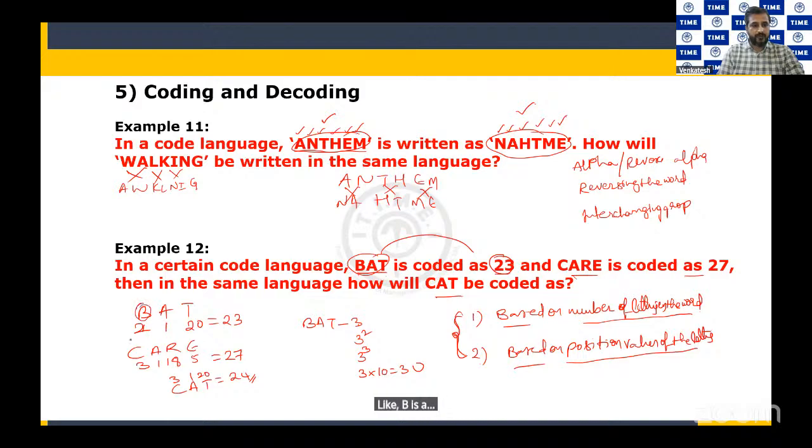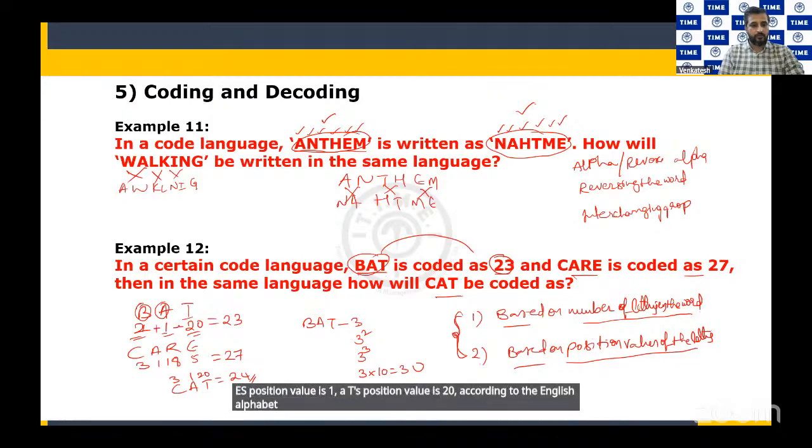B's position value is 2. A's position value is 1. T's position value is 20 according to the English alphabet. So 2 plus 1 plus 20 is 23.